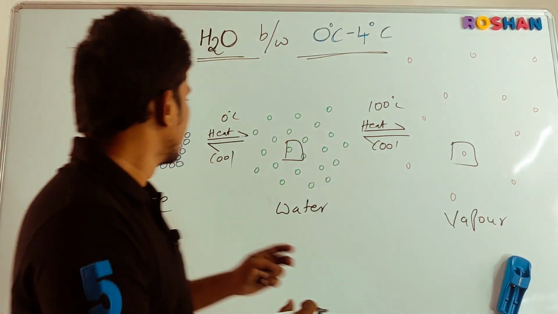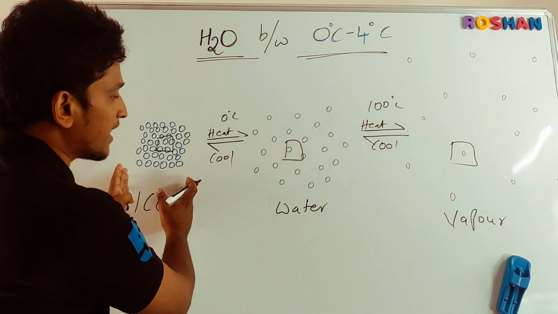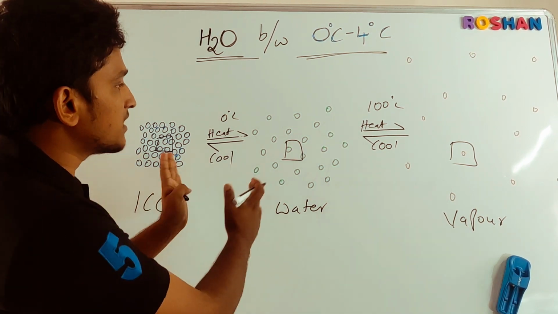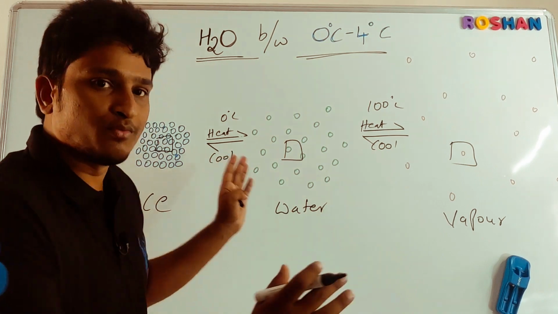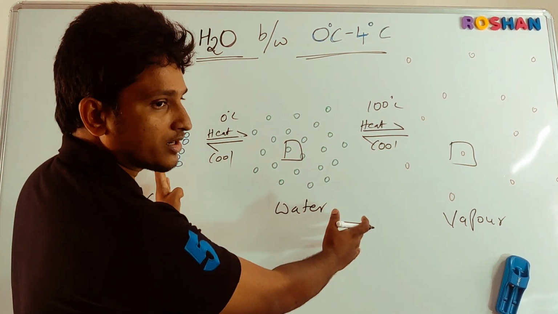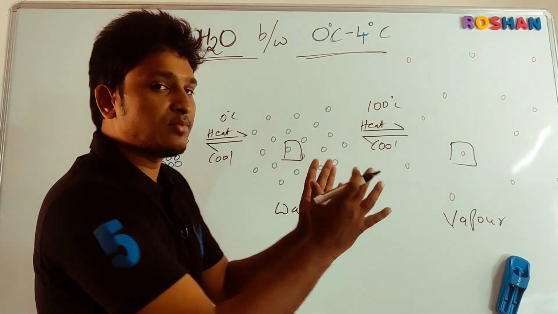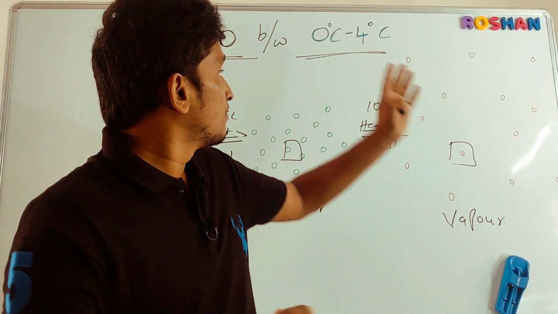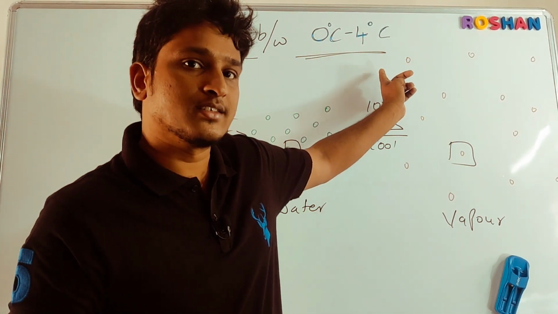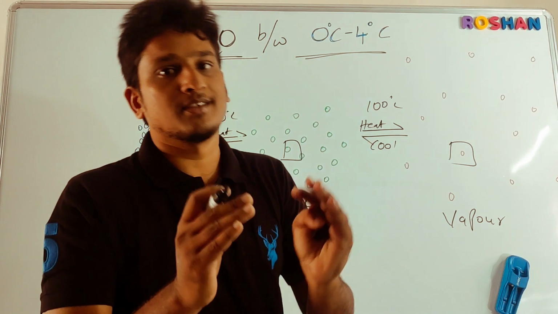And one more thing, students: clearly you can see that from ice to water, by the change in the temperature, what happens to the volume? The volume is getting increased, isn't it? Ice to water. Why? Because the molecules are occupying more space. But between 0 to 4 degrees Celsius, the volume is decreasing.